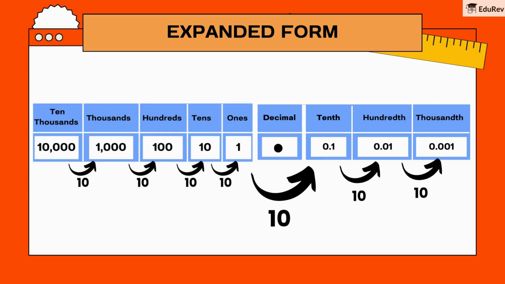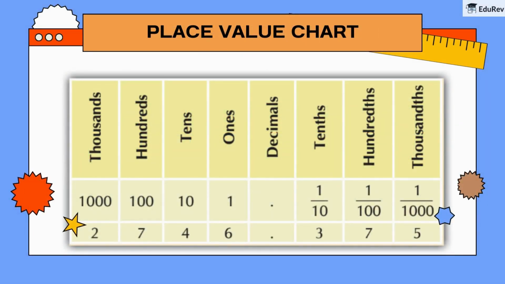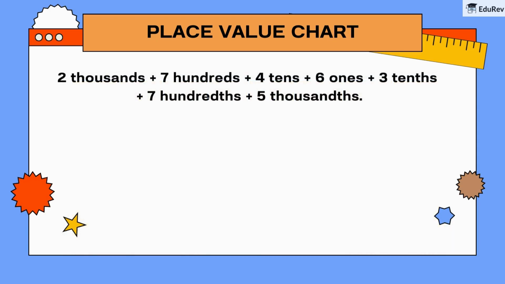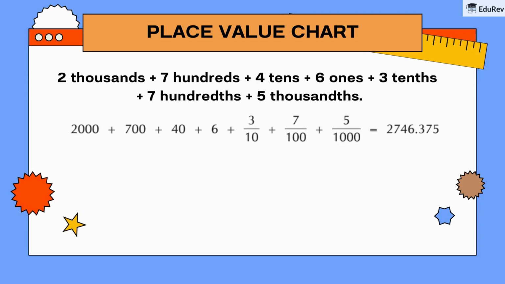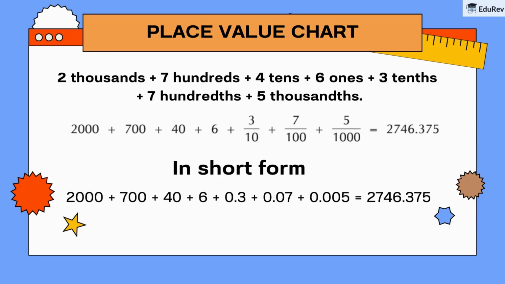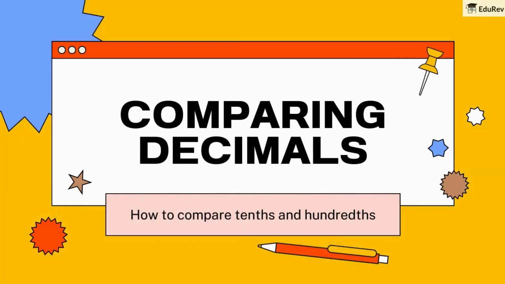So after learning this place value chart, we can easily write the expanded form of any number. Let us try 2746.375. We can write it as 2000s plus 700s plus 4 tens plus 6 ones plus 3 tenths plus 7 hundredths plus 5 thousandths. This is the expanded form. We will see that on adding all these numbers, we will get 2746.375.